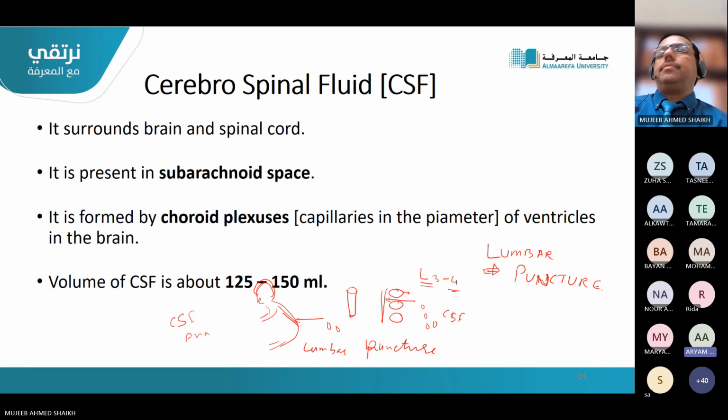Doctor, should we study lumbar puncture? This is something extra, not for the exam. Yeah, clear. Good.